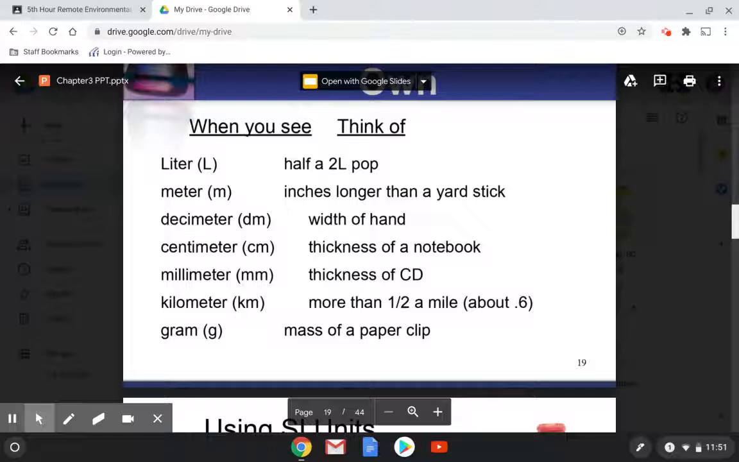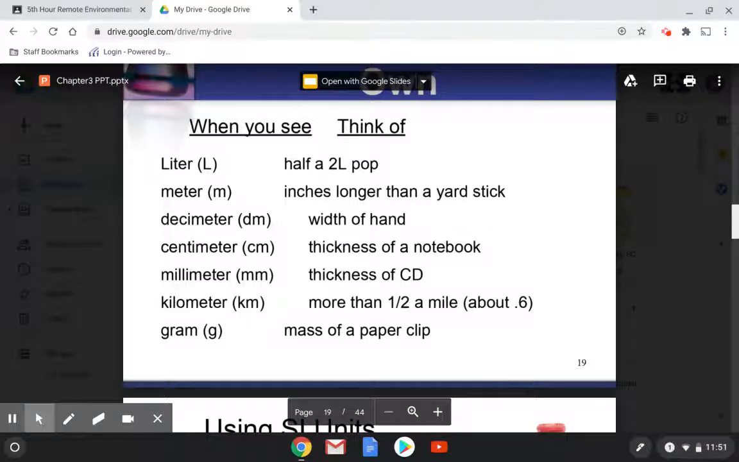When we talk about a decimeter, we talk about the width of the hand. So essentially, think about the left side of your hand to the right side of your hand, from the pinky side all the way to the index finger. That width would be about a decimeter.